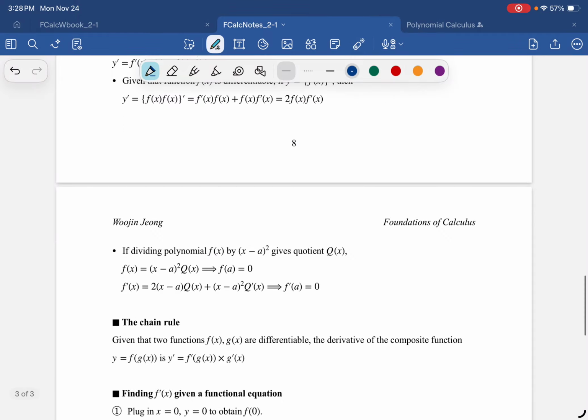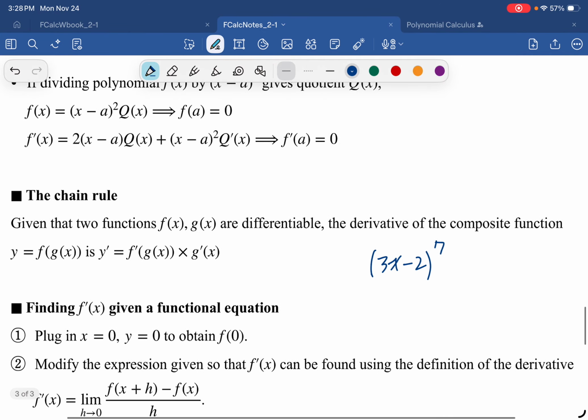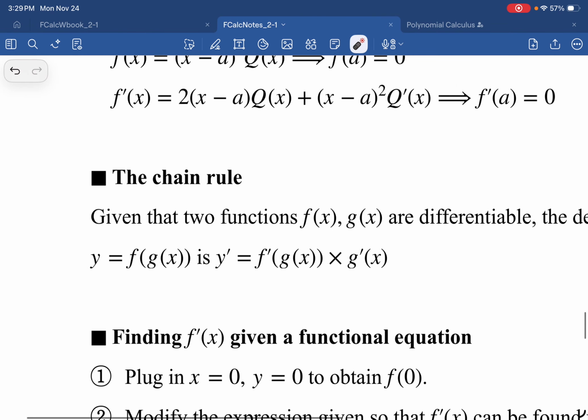But what if the expression was more complicated, like 3x minus 2 to the power of 7, right? We definitely wouldn't want to be expanding all that. We also probably won't want to use the product rule because there are so many terms multiplying with each other. So what we can do is use something called the chain rule. Now, given that two functions f of x and g of x are differentiable, the derivative of the composite function y equals f of g of x is f prime of g of x times g prime of x.